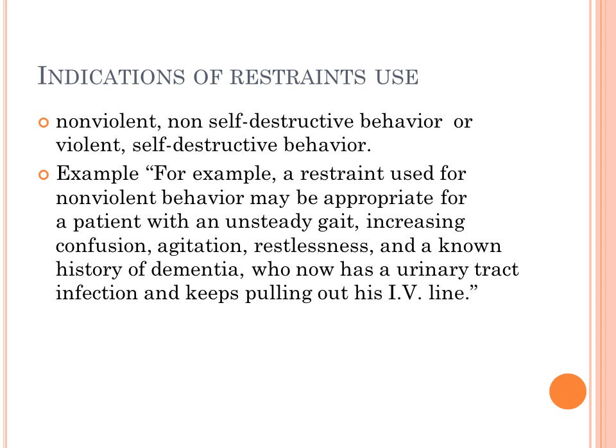Of course, there are indications for restraint use, and that could include non-violent or non-self-destructive behavior, or violent or self-destructive behavior. An example is when a patient with an unsteady gait and increased confusion is agitated and becomes restless, and is known to have a history of dementia, but now has a UTI and keeps pulling out an IV. That can certainly be one of the indications for the use of restraint.